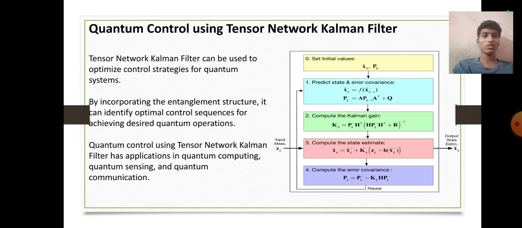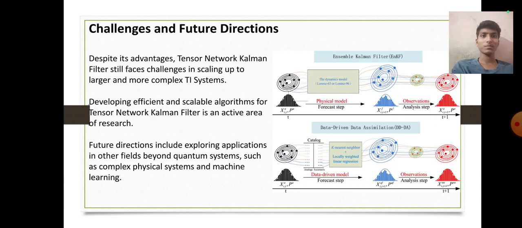Quantum control using the tensor network Kalman filter. The tensor network Kalman filter can be used to optimize control strategies for quantum systems. By incorporating the entanglement structure, it can identify optimal control sequences for achieving desired quantum operations. Quantum control using the tensor network Kalman filter has applications in quantum computing, quantum sensing, and quantum communication.